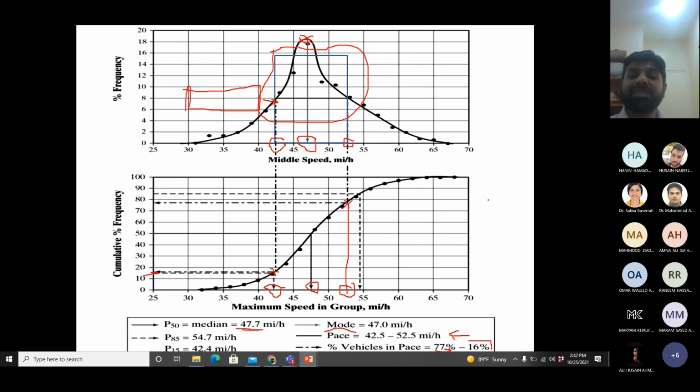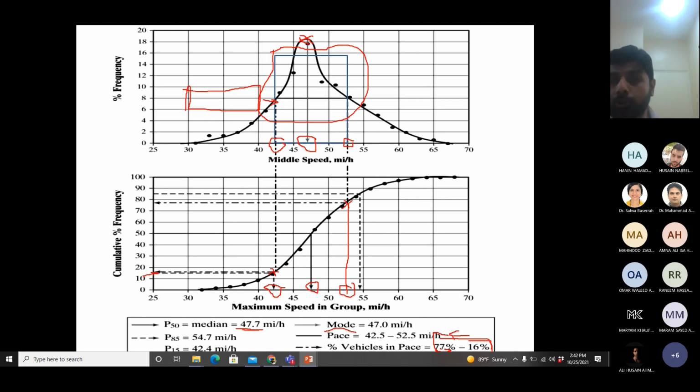So 16% of drivers were driving up to 42.5, so 42.5 or less, and 77% of drivers were driving up to 52.5, so 52.5 or less. What percentage of drivers are driving between 42.5 and 52.5? Then I will take their difference, the difference of 77 and 16.